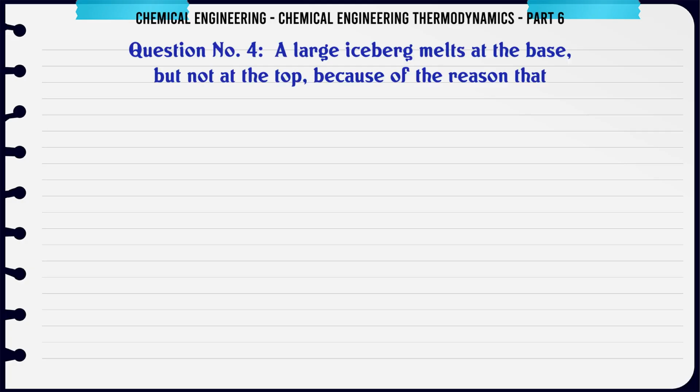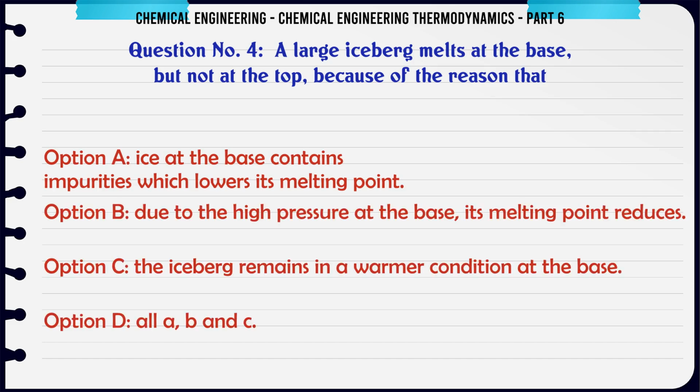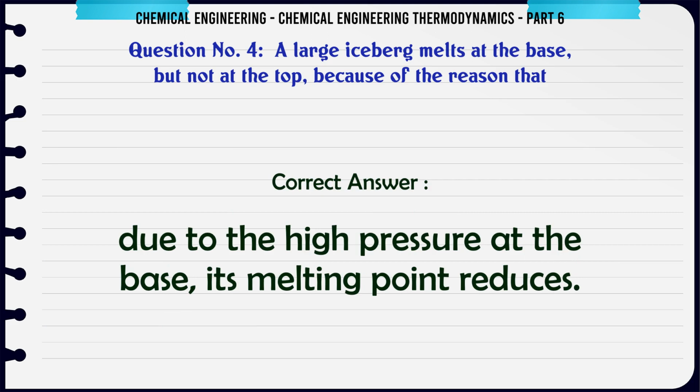A large iceberg melts at the base but not at the top because of the reason that: A) ice at the base contains impurities which lowers its melting point. B) Due to the high pressure at the base its melting point reduces. C) The iceberg remains in a warmer condition at the base. D) All A, B and C. The correct answer is due to the high pressure at the base its melting point reduces.